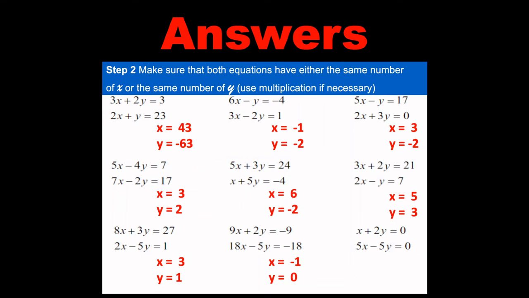Finally, for question 9, you can match the coefficients for your x terms by multiplying the first equation through by 5. Once you've matched your x terms, you can eliminate them, and you'll find that y is equal to 0. Once you've found that y equals 0, you will have also found that x also equals 0. So that might have been a tricky question for you.